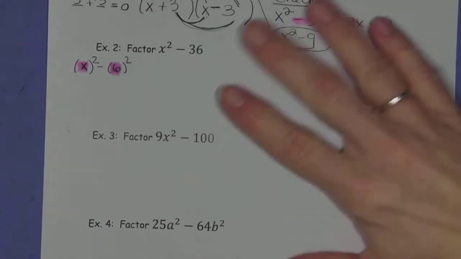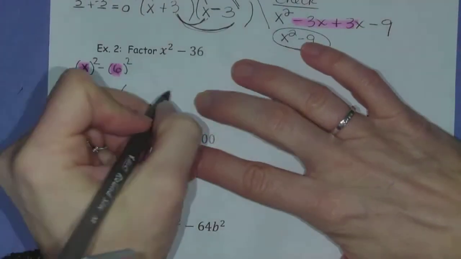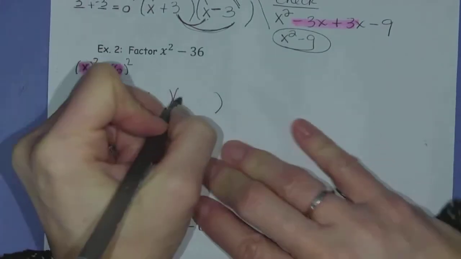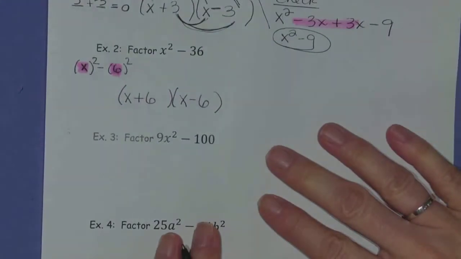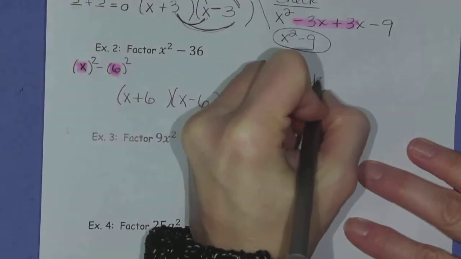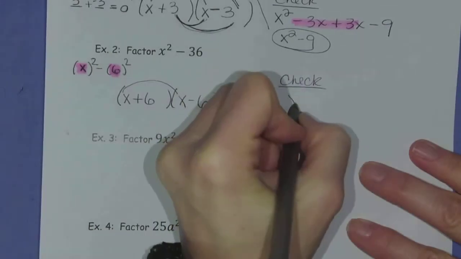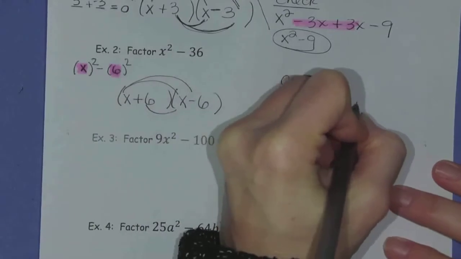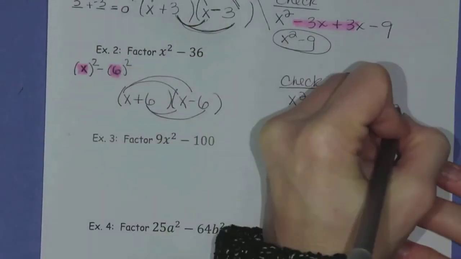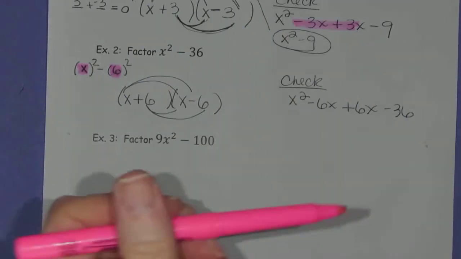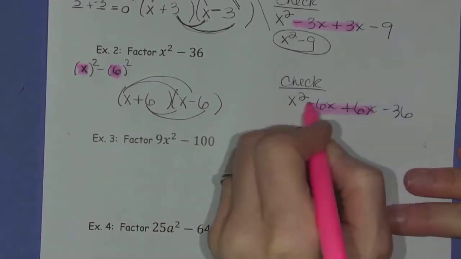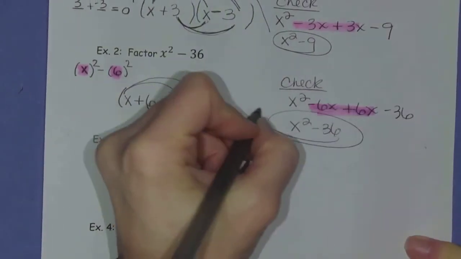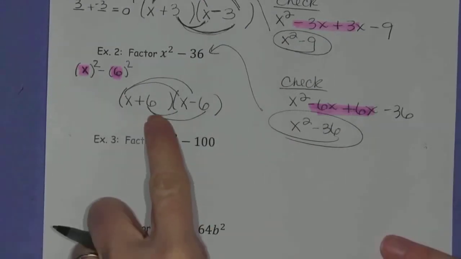So I know that, according to the rule up top, my factored answer is going to be x, or a plus b times a minus b. If I check it, I can see I've got x squared minus 6x plus 6x minus 36. There they go. Negative 6x, positive 6x, cancel out, and I'm left with x squared minus 36, which is what I started with. So I know it's a good answer right here.